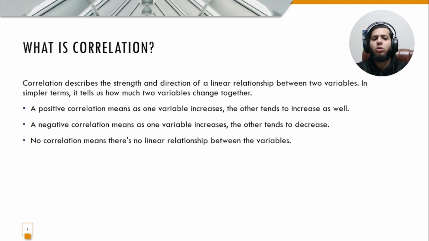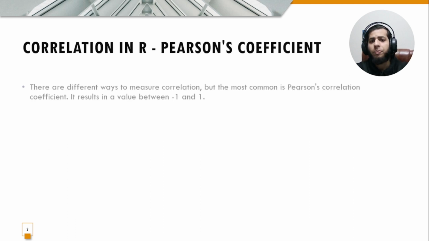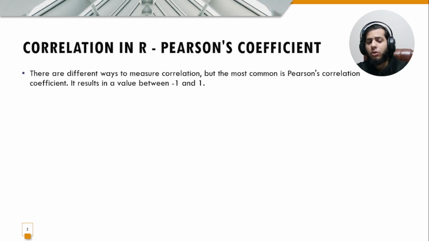No correlation means there is no linear relationship between the variables. Now, if you want to use R to calculate correlation, we generally calculate Pearson's coefficient. There are different ways to measure correlation.